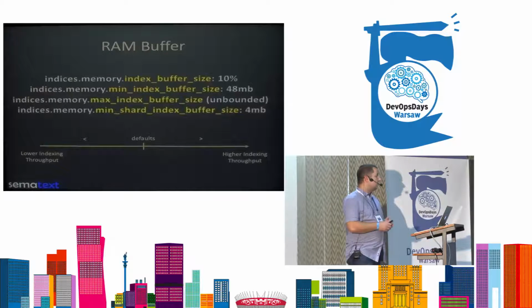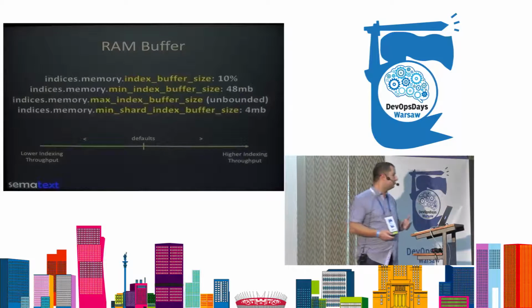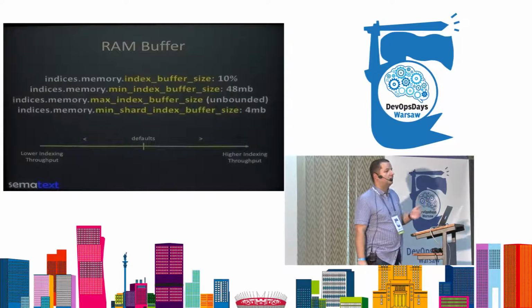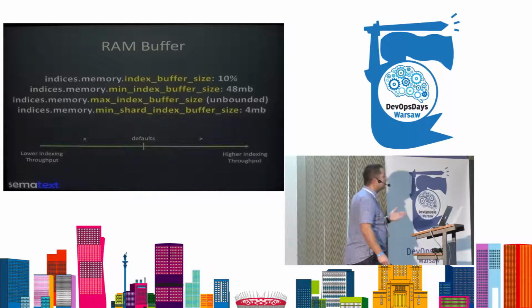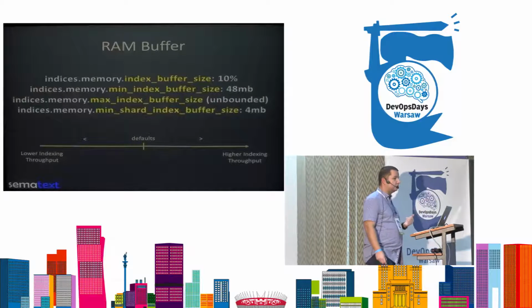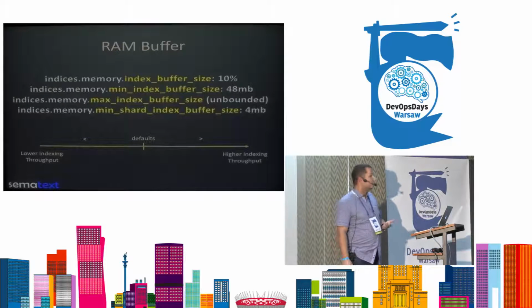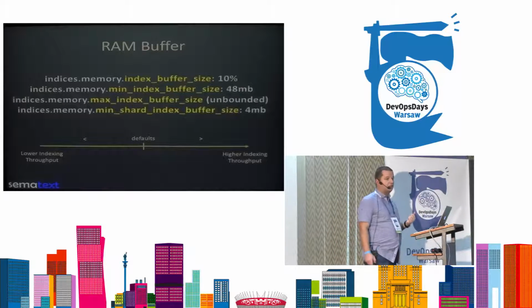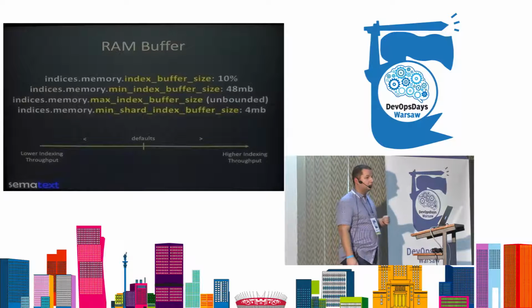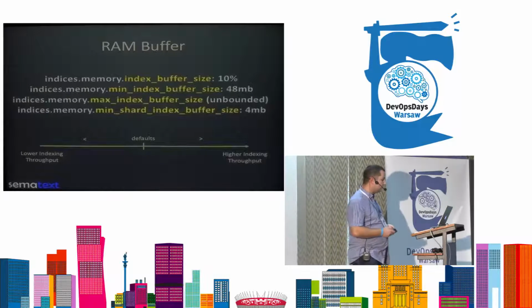But in general, if you want higher indexing throughput, put more RAM for Elasticsearch to be able to use for indexation. If you want lower indexing throughput because you don't have enough memory, then just lower the values and Elasticsearch will be fine, though the indexation will be slightly slower.